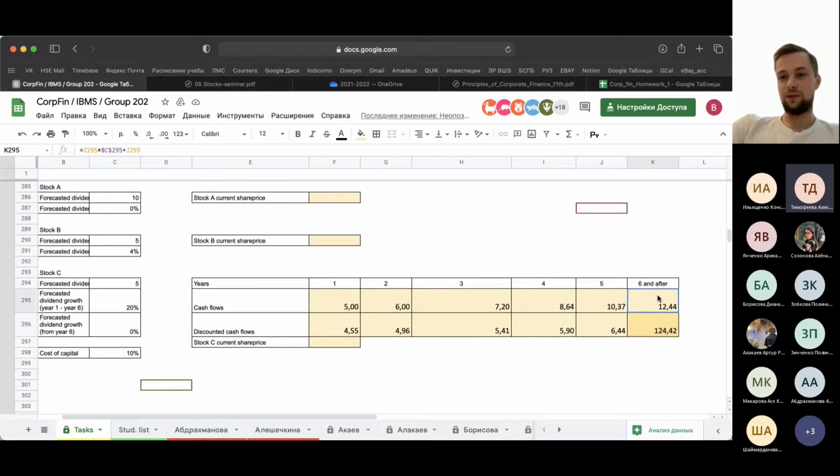Because this is the future value of the dividend, right? And we calculate the present value being at the end of year 5. So we should discount this present value to have not the value for that period, but for today. All right, so how can we discount it?